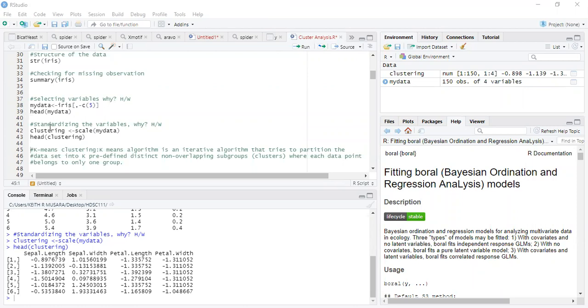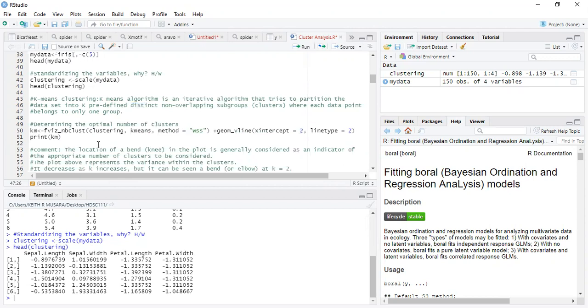So now we have seen that we have standardized the data into that format. For k-means clustering, the k-means algorithm is an iterative algorithm that tries to partition the data set into k predefined, distinct, non-overlapping subgroups, where each data point belongs to only one group. We call them clusters, where each data point belongs to only one particular group.